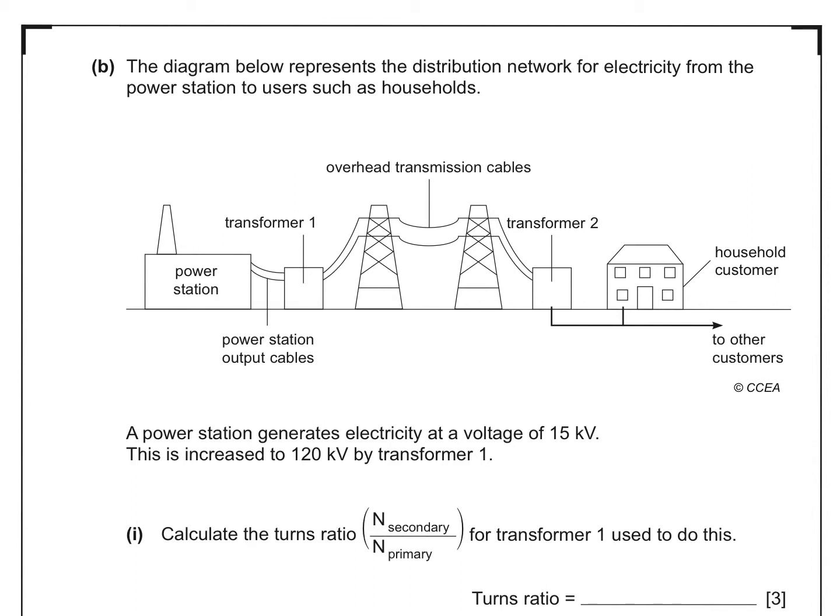Power station generates electricity at a voltage of 15 kilovolts here. This is increased to 120 kilovolts by transformer 1. So we've got 15 and 120. Calculate the turns ratio of transformer 1 used to do this.